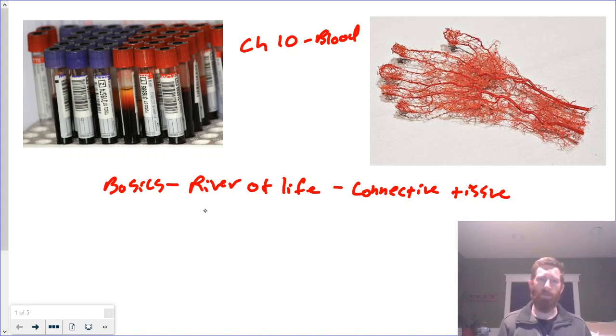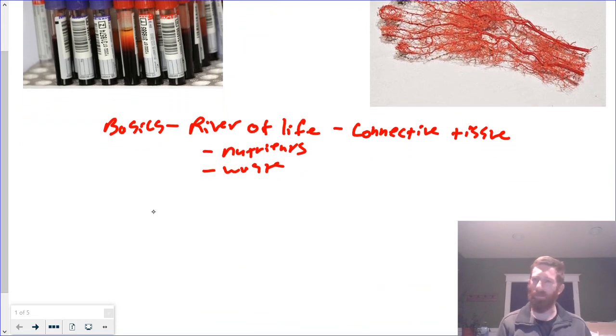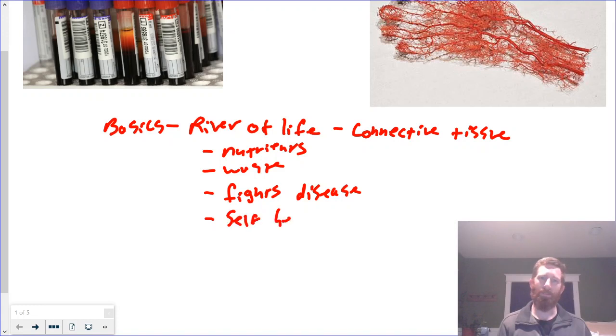Okay, so river of life for the following reasons. Number one, it delivers nutrients. Number two, it carries away waste, carries it to the liver and to the kidneys and to the lungs to get rid of it. Three, it fights disease. Four, it repairs itself. It's a self-healing material, which is amazing. Not everything can say that.